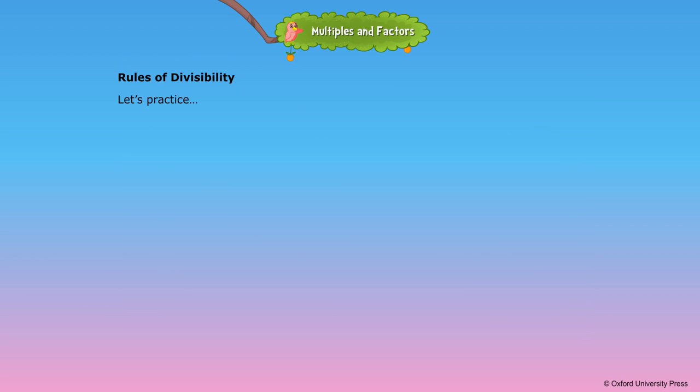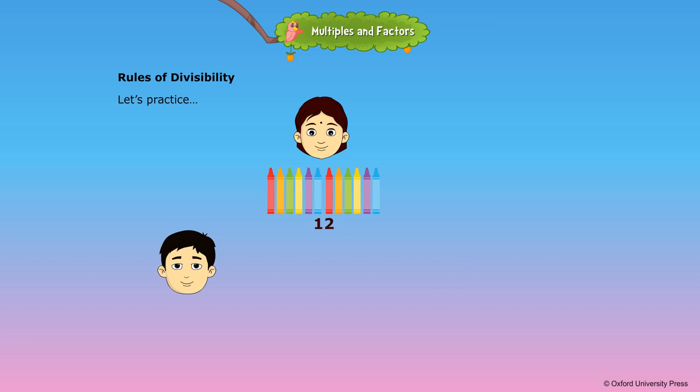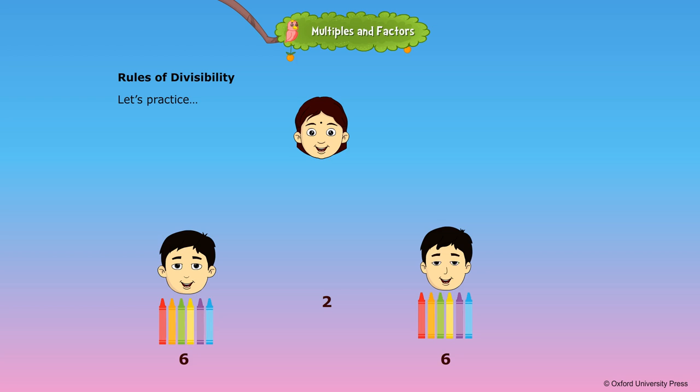Students, let's practice some of the divisibility rules here. Rachel has 12 crayons. She wants to share the crayons between her two brothers, Sam and John. Help her to find out whether she can do it. 12 crayons need to be shared between two. So we should check if 12 is divisible by 2. Do you remember the rule for divisibility by 2? Yes. You're right. The digit in the ones place must be even. Here, the digit in the unit place of 12 is even. So 12 is divisible by 2. Rachel can divide the crayons equally between Sam and John.